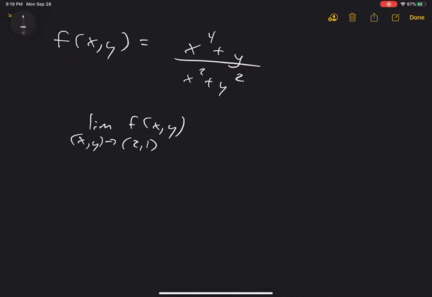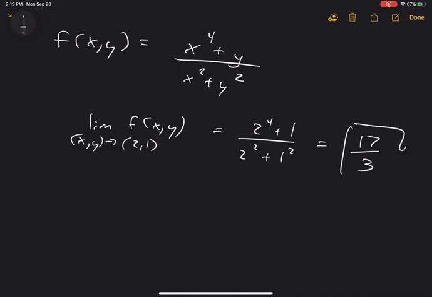So what does that mean? My function is continuous at the point (2,1), so I can just plug and chug. What's the limit of this function? I just plug 2 in for x and 1 in for y. 2 to the fourth plus 1 over 2 squared plus 1 squared is 17 over 5. Sorry, 17 over 5. So that should be my limit. That's a nice, easy way to compute limits as long as we have continuous functions.